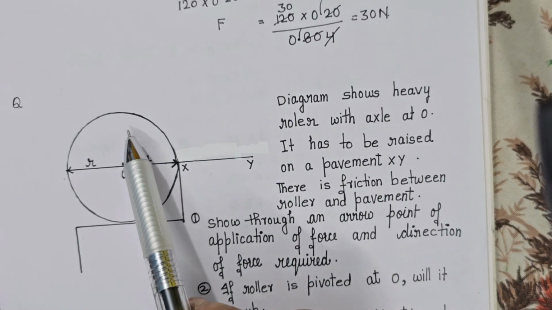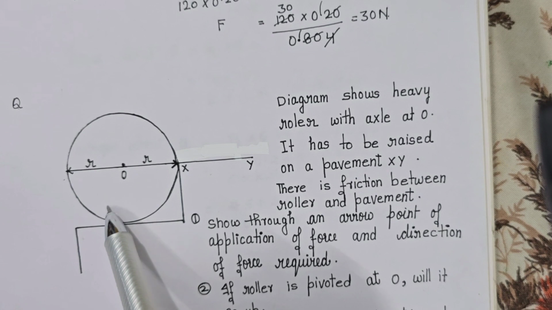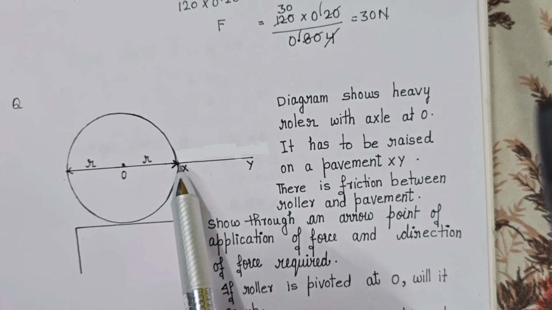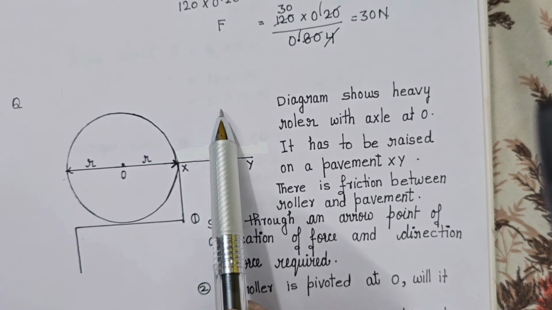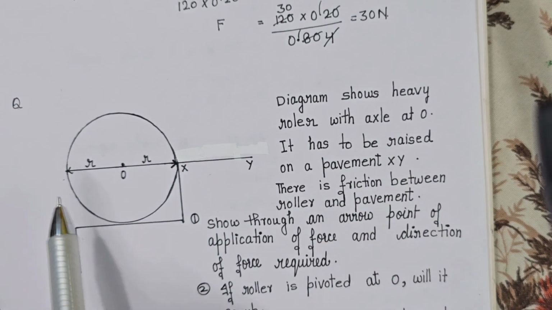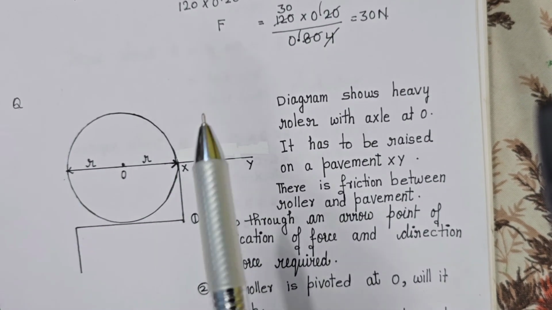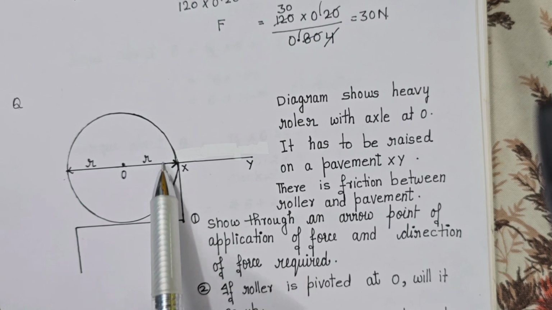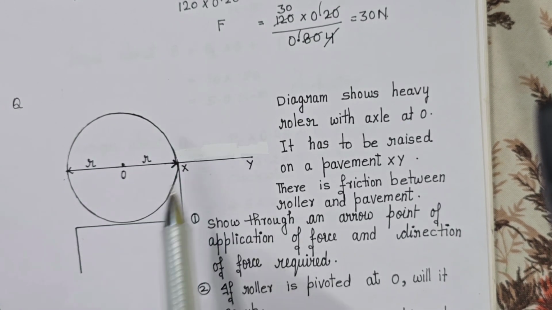बेटा आज हम लोग एक ट्रिकी क्वेश्चन समझेंगे। ये एक हैवी रोलर है which is to be raised over this pavement XY। इसको रोल करके ऊपर चढ़ाना है। Question is: where should the force be exerted on this roller and in which direction so that this roller can move up over this pavement?